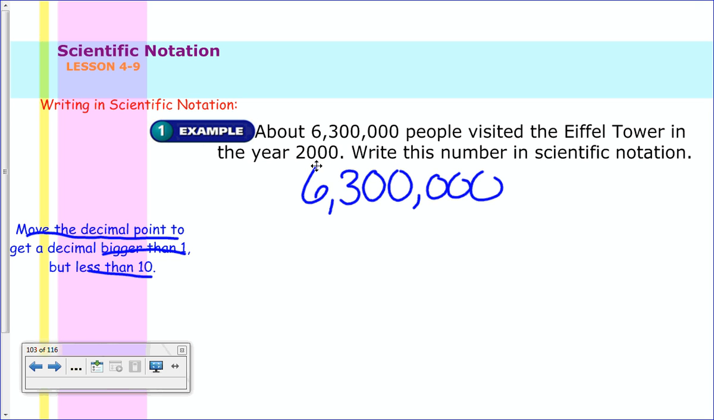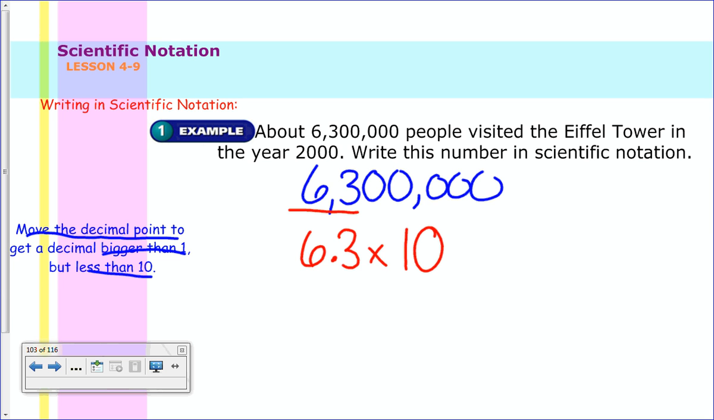And I'm going to tell you this, it's usually between 1 and 10, any number that's not a 0. So, 6.3, that's bigger than 1, but it's less than 10. I couldn't write it as 63 because that's bigger than 10. And I certainly couldn't write it as 6300ths because that's smaller than 1. So here, we switch this to 6.3. All right, that's my first factor.